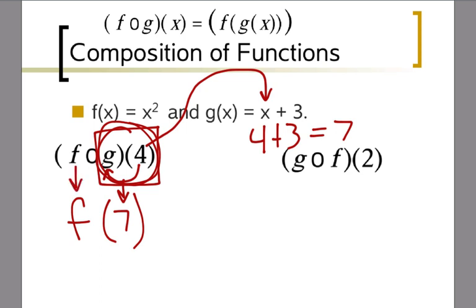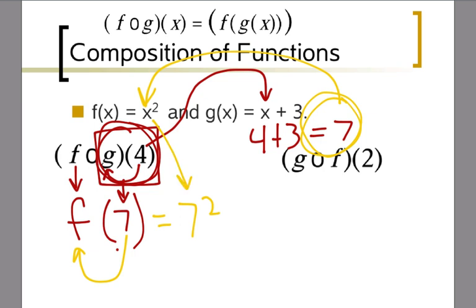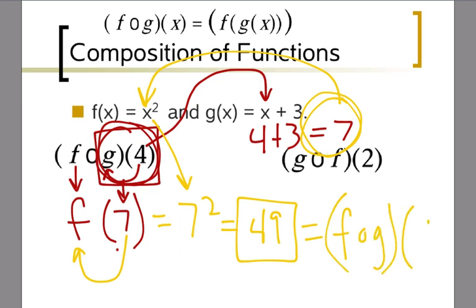So the f just comes down, and I take 7 and plug it into the f equation now. Whatever solution you got the first time, you take and plug it into the other equation, the f equation. So all I get here is just going to be 7 squared, because it's just x squared. So 7 squared is 49. That means that whole answer for f of g of 4 is 49. So this is my f of g of 4.